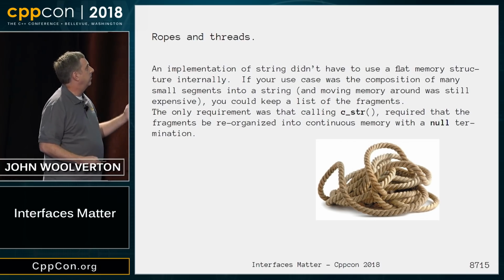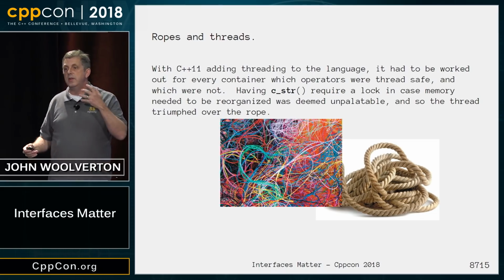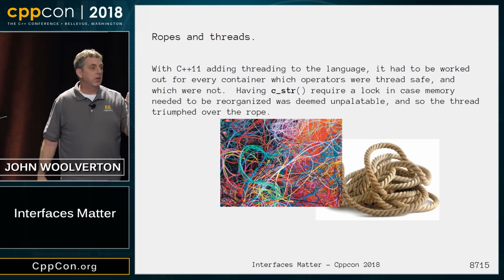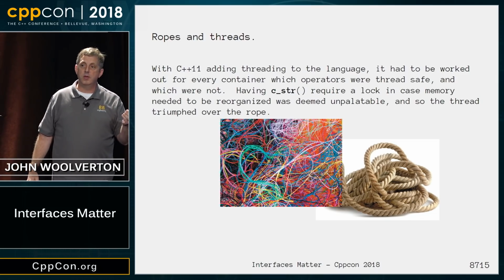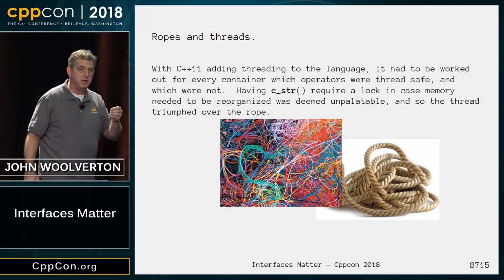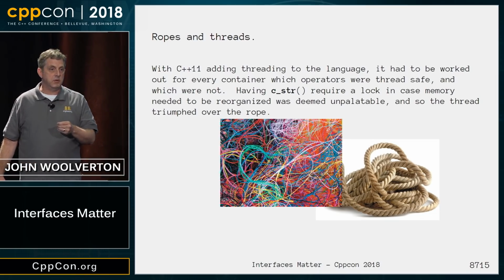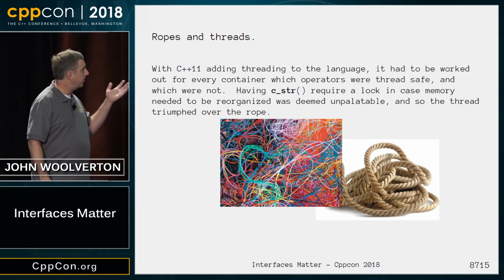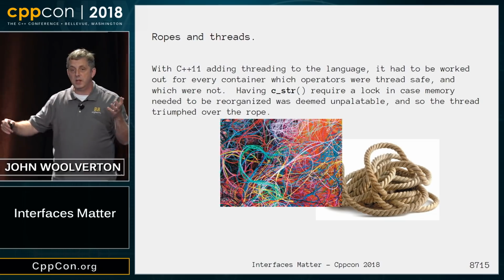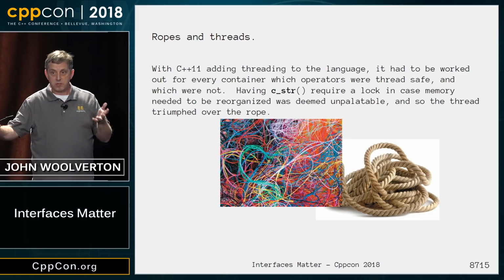Well, then along came threads. And now every one of your containers had to be reviewed, and we had to decide what operations are going to be expensive and probably not thread safe or require locks around them, which operations are going to be trivial so that you don't have to guard against them in multi-threaded code and you can call them straightforward. Well, c_str was one of these things that seemed like it ought to be pretty lightweight, that you might be calling it frequently and you really didn't want to put a lock around it.